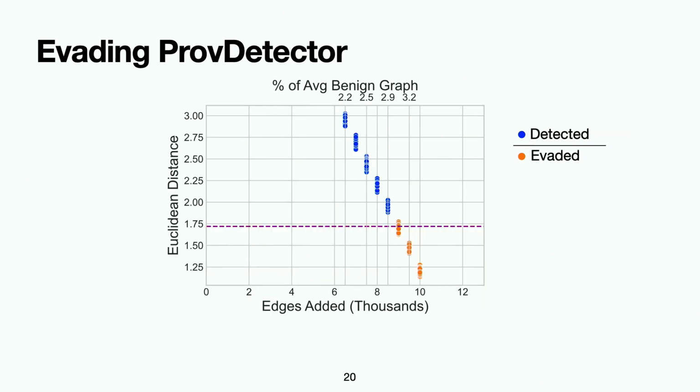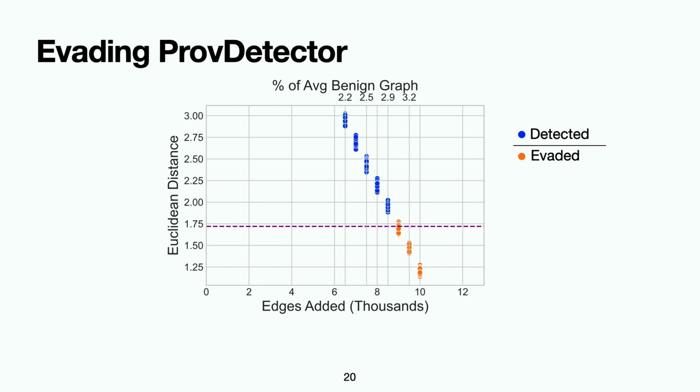We see a similar result with Prov Detector. In Prov Detector, again, we have the number of edges added in the thousands on the x-axis and the Euclidean distance, or how Prov Detector measures abnormality, on the y-axis. Again, we see this really nice pattern where as more edges are added, the graphs look more and more benign.